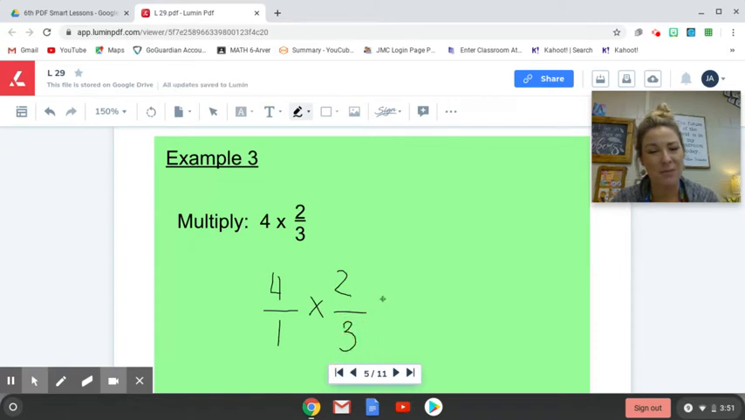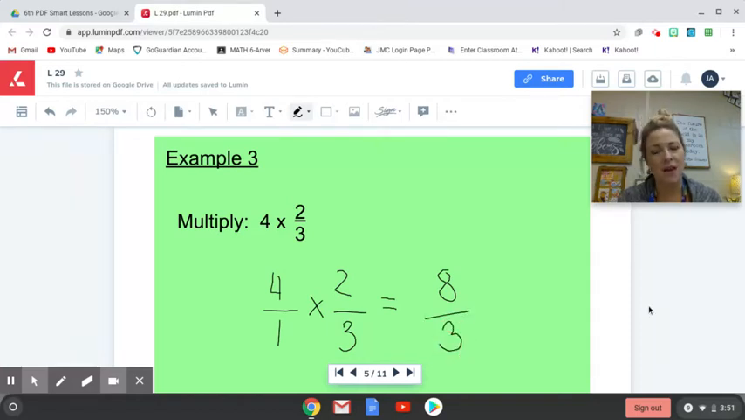Now we can multiply across. I can tell already at first glance there is nothing that I can cross reduce to make my work simpler. I'm just going to multiply across. We have 4 times 2 is 8. 1 times 3 is 3. We have 8/3 as our answer.